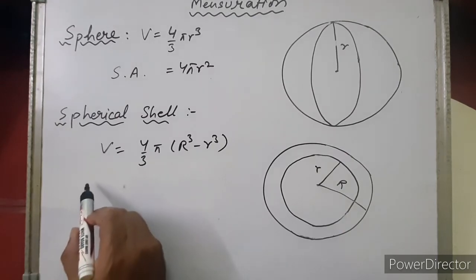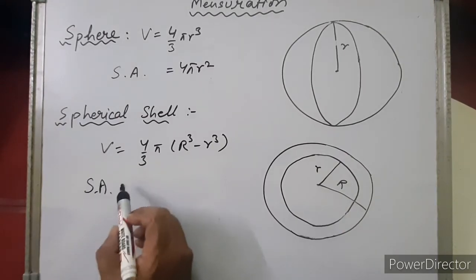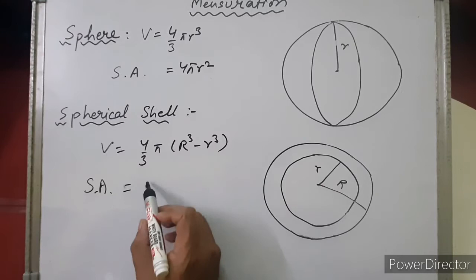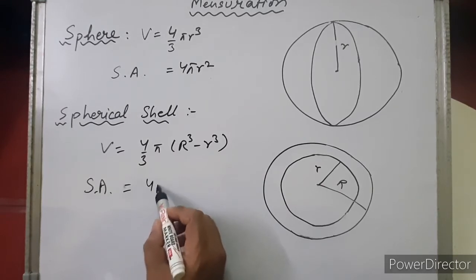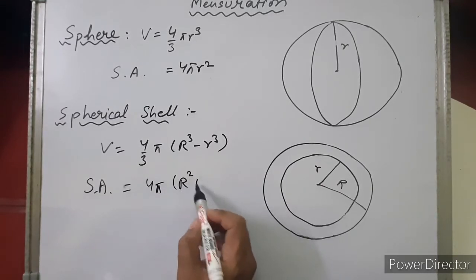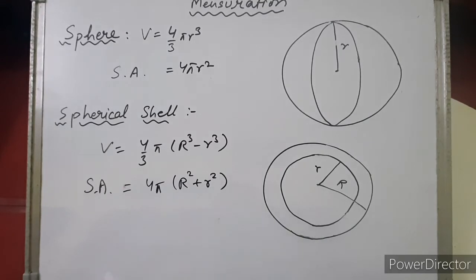And if we talk about the surface area of the spherical shell, that is external and internal surface area, that will be 4 pi (capital R square plus small r square). Alright children, so this is the surface area of the spherical shell. Note down the formulas please.